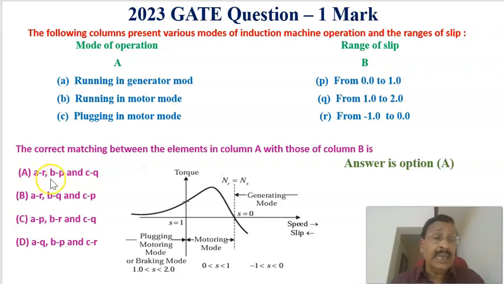Therefore, AR and BP, and finally CQ also comes. Therefore, option A is the correct answer, in which this is the motor mode of operation, and this is the generator mode of operation, and the last one is plugging, that is when the slip ranges from S equal to 1 to 2, the machine is operating in plugging mode, that is C. Therefore, the correct answer is option A.